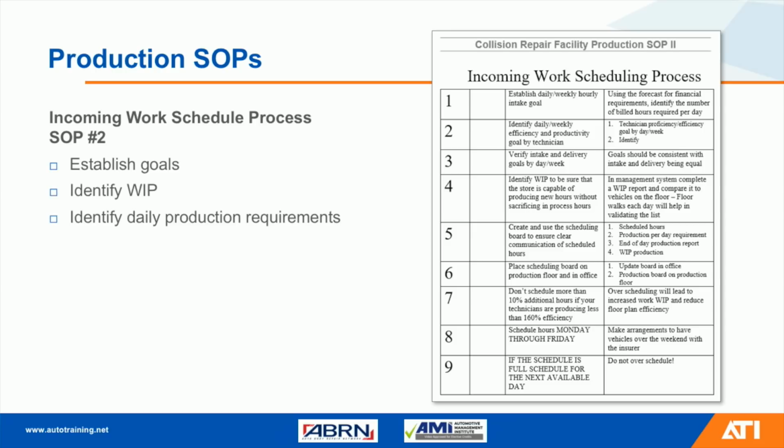This is another SOP that is basically for the incoming work, and it allows us to identify what's my scheduling process. So it establishes my goals. It helps us to identify, as we walk through this, what our WIP is, which is work in process, and then identify again the daily production requirements. So this tells me what cars I need to have come in and when, what are some of the sizes of the jobs that I'm looking to bring in, and how can I accurately fill the needs of the production floor so that we can maximize our production.